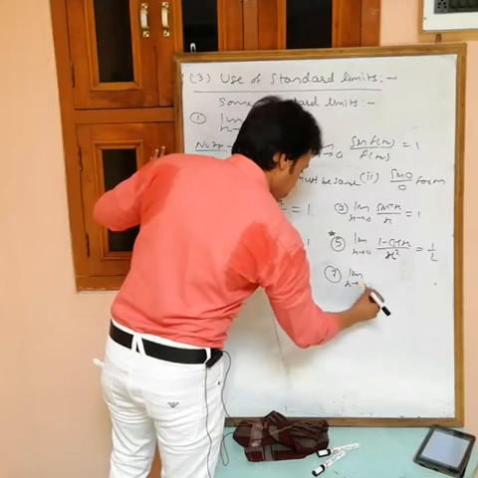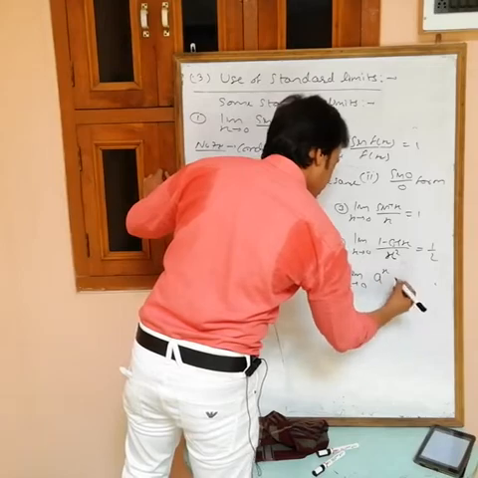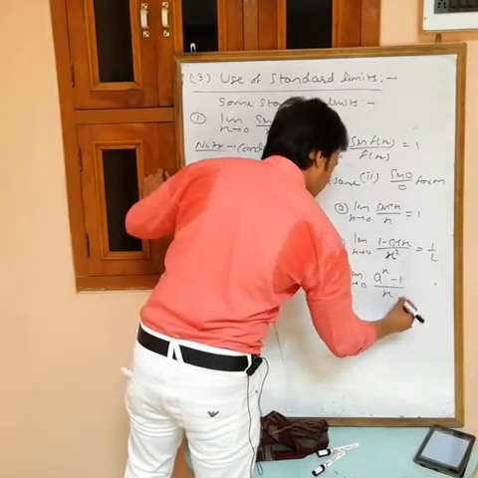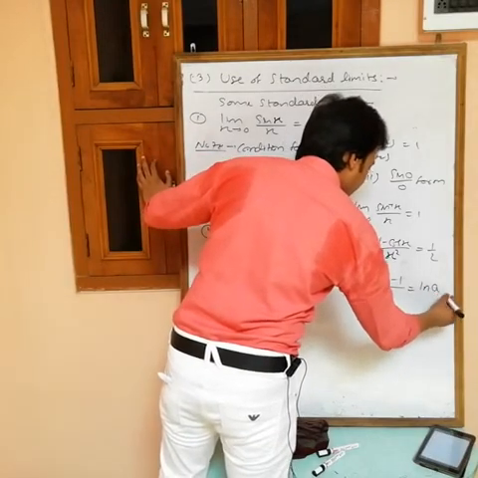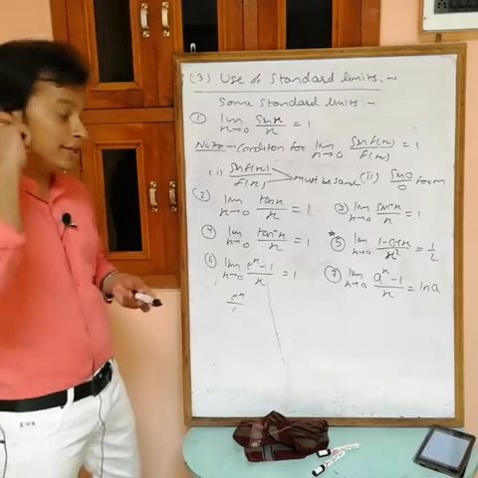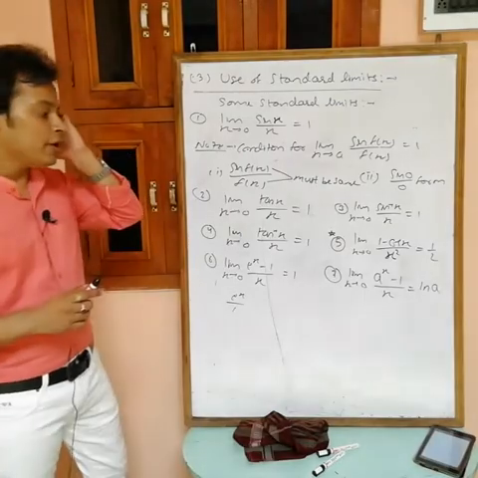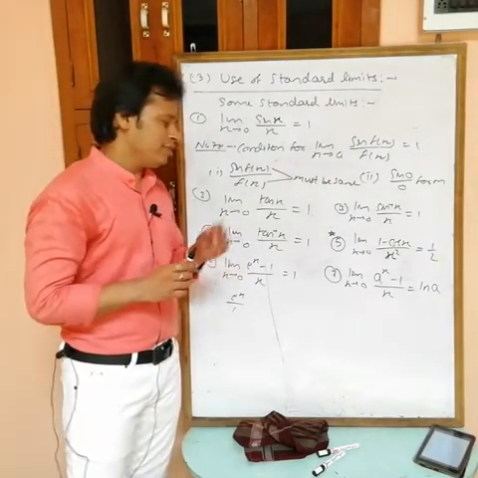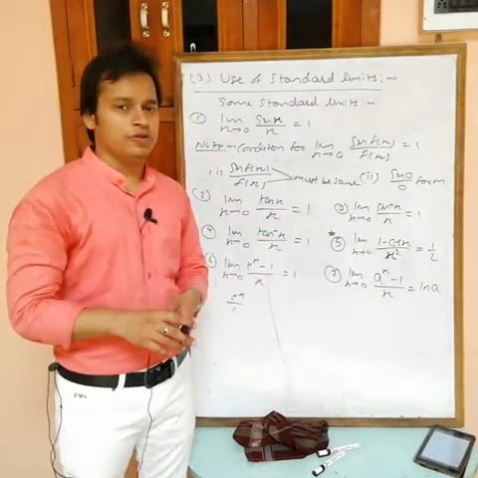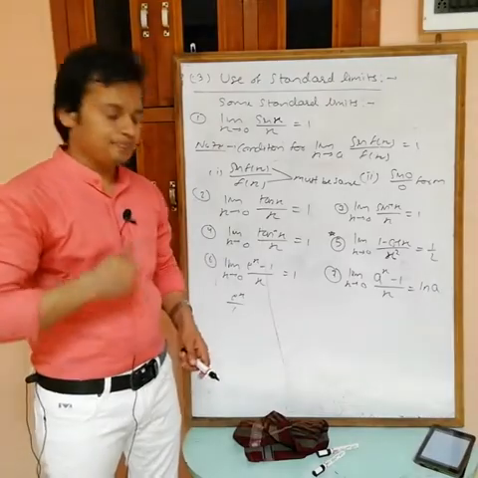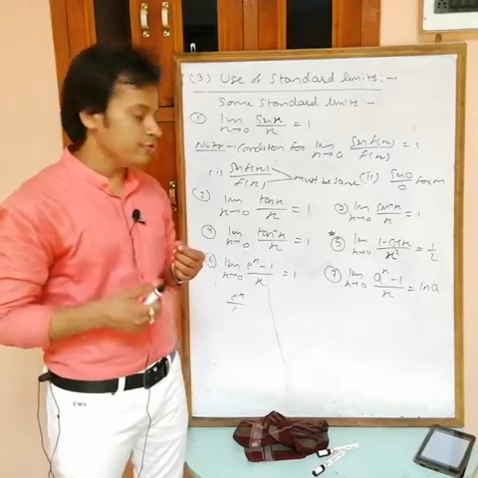Limit x tending to 0, if in place of e you have any other constant, a power x minus 1 by x, then the answer is ln a. ln a means log with the base e. ln means natural log, log with the base e. The value of a power x minus 1 by x is ln a. Again it is 0 by 0 form. Here a must be positive, because a power x is an exponential function, and an exponential function is only defined for positive a.